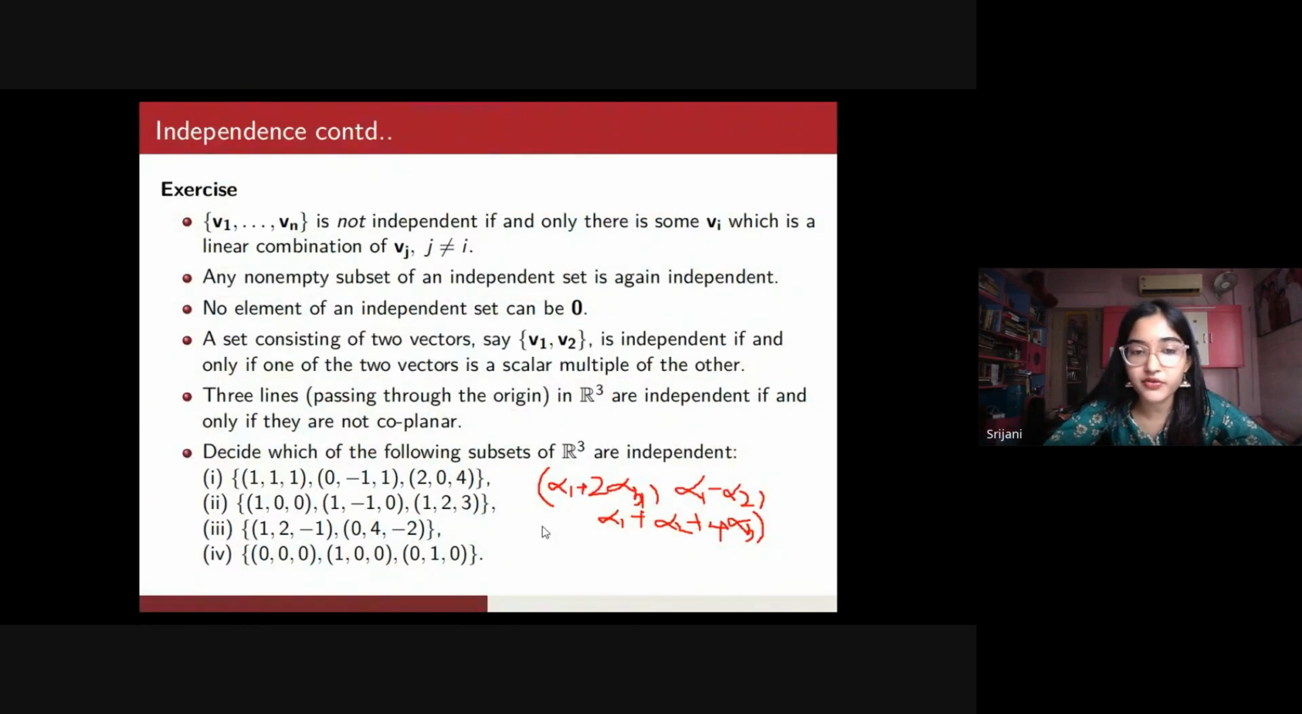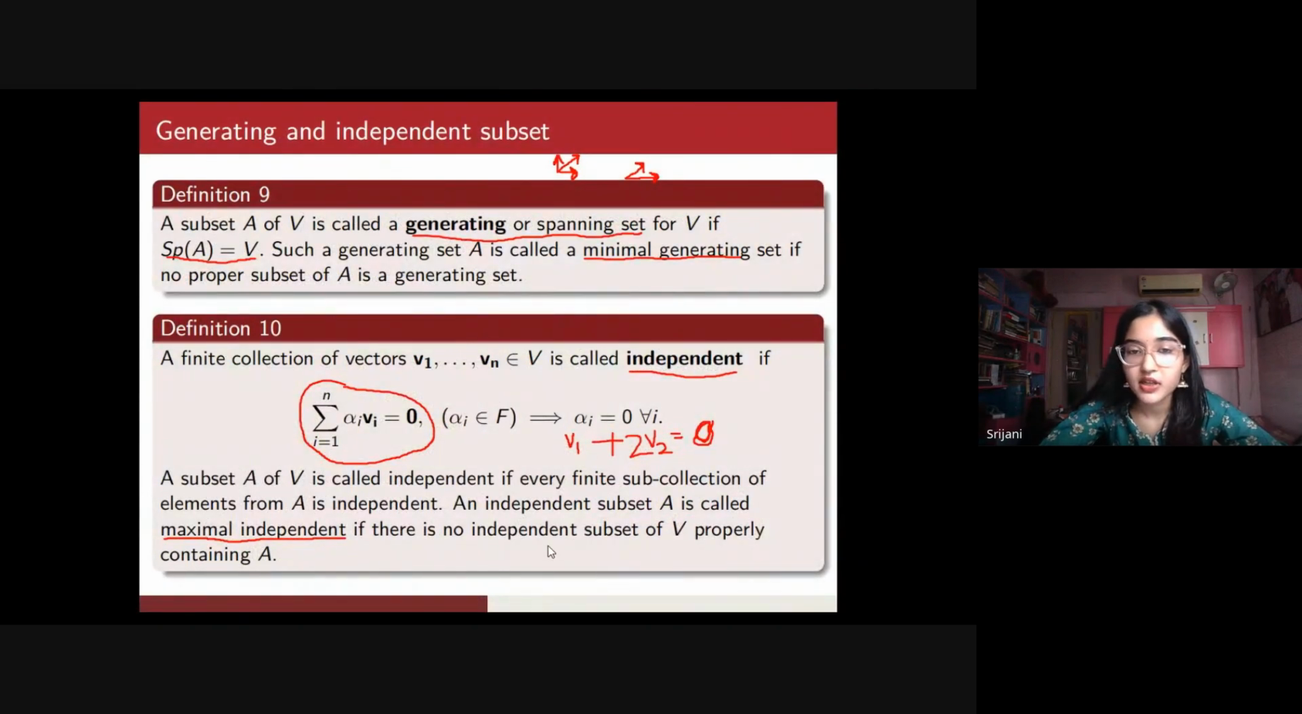Like take the example of i cap and j cap. i cap you can write as (1, 0) and j cap you can write as (0, 1). If you take any combination, say alpha 1 times (1, 0) plus alpha 2 times (0, 1), what will you get? (alpha 1, alpha 2) is equal to 0. Does that not imply that alpha 1 and alpha 2 both have to be 0? So then that is why we are saying that i cap, j cap are independent.